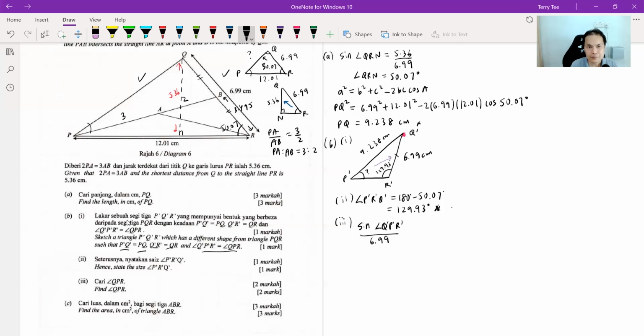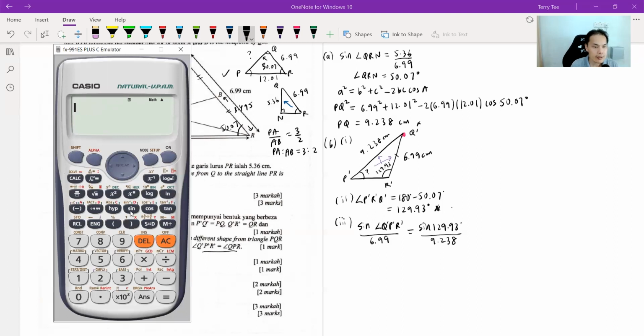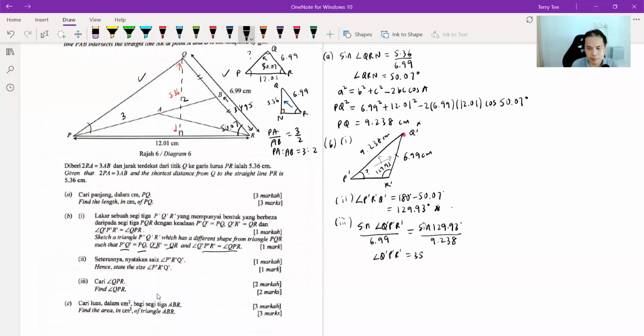Then we know that sine of angle 129.93, we can divide by its opposite length, which is 9.238. Okay, let's use a calculator. Let's take sine of 129.93, we divide by 9.238. Whatever we get here, we multiply by 6.99. Whatever we get, shift sine, answer equals 35.47. Yeah, angle Q'P'R' is 35.47. There you go. I'm done up to here.